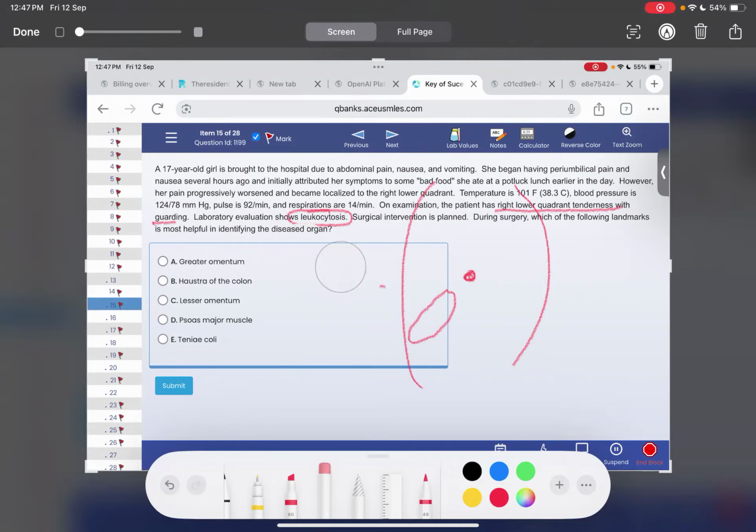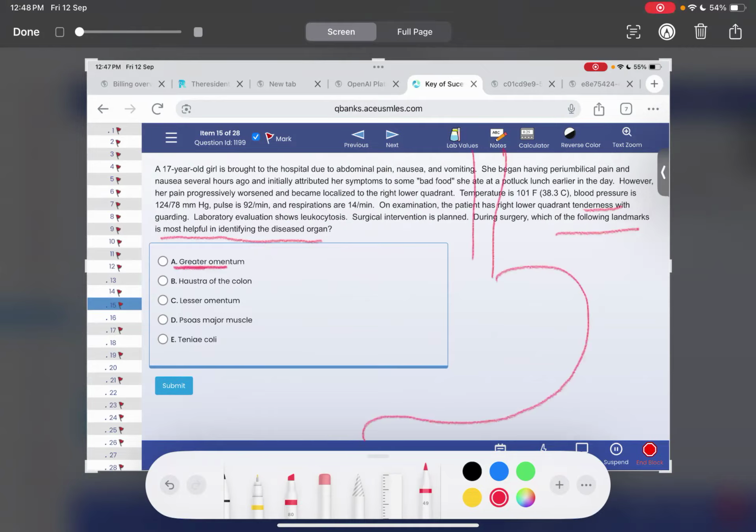Now, which of the following surgical landmarks is more helpful in identifying the diseased organ? Which of the following is the most likely in this patient? So, what is the greater omentum? Where is the greater omentum present? Here is your greater omentum, present over here, right? So, is there anything related with appendicitis? No.